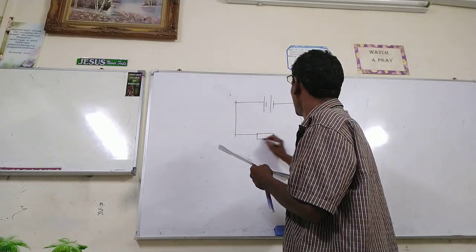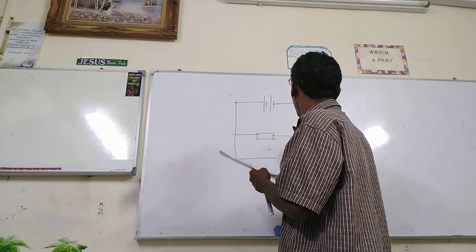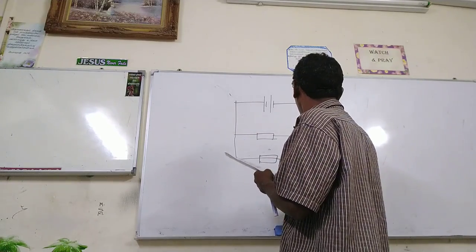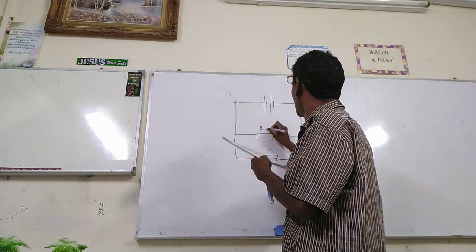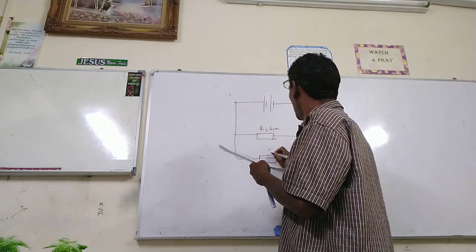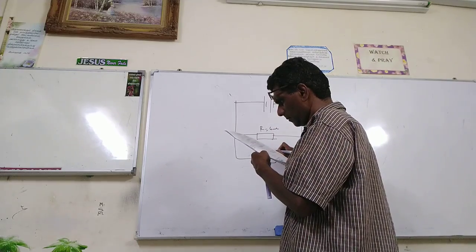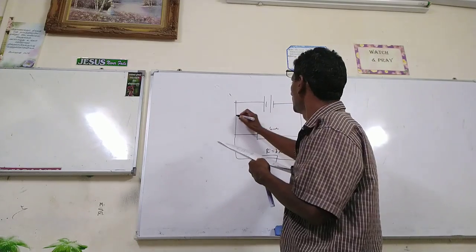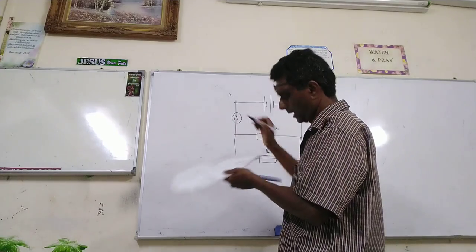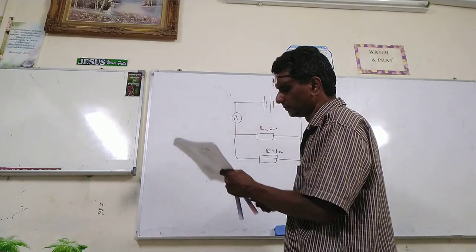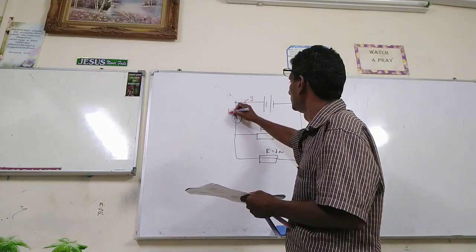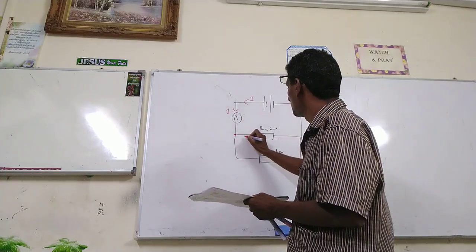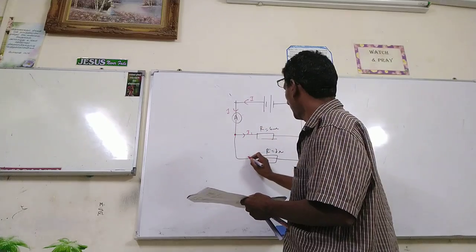And the resistor is like this, and the resistor is 2 ohm. So this ammeter, you flow the current, this is the total current flowing through the ammeter. Come here, the current will split into I1 and I2.